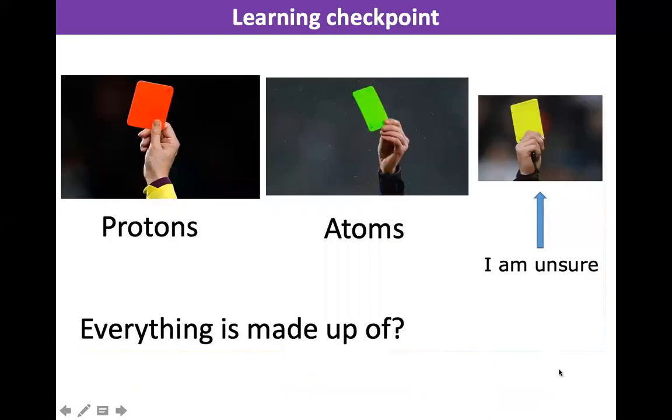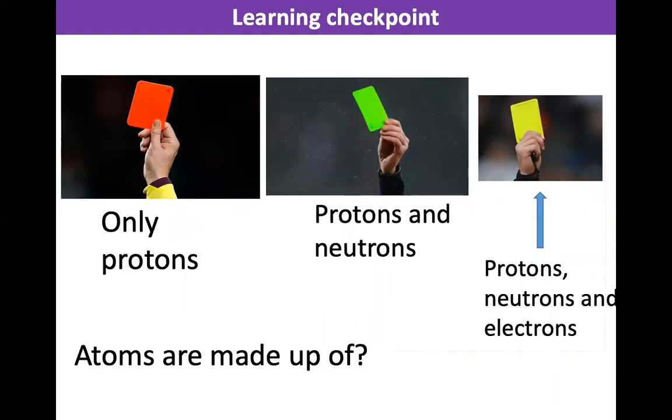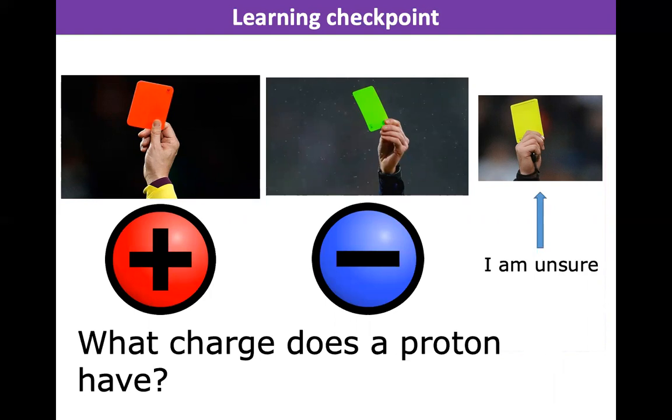So let's move on. We've got a few learning checkpoints. After I read every question, pause the video, think of your answer, and then we'll look at what the actual answer is. So what is everything made up of? If you got atoms, you are correct. Next question. Atoms are made up of what? If you got protons, neutrons, and electrons, you are correct. Next question. What charge does a proton have? If you said positive, you are correct.